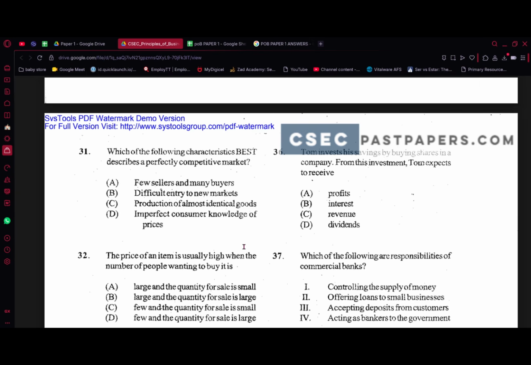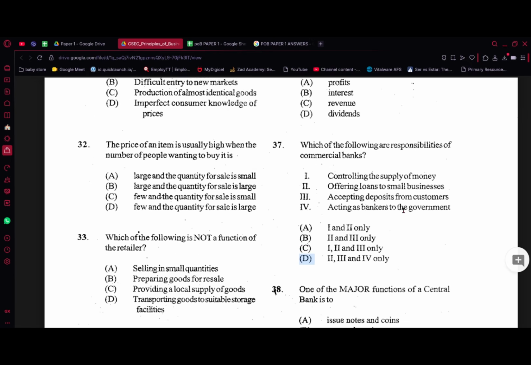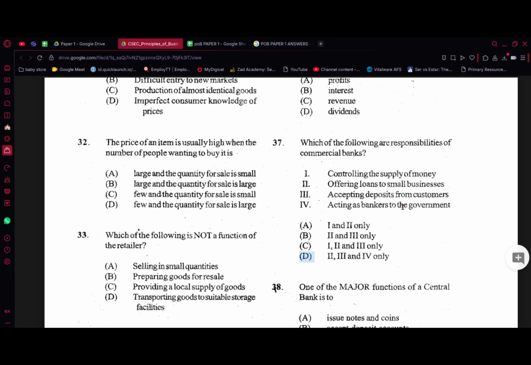36. Tom invests his savings by buying shares in a company. From his investment, Tom expects to receive D. Dividends. 37. Which of the following are responsibilities of commercial banks? C. 1, 2, and 3. So controlling the supply of money, offering loans to small businesses, accepting deposits from customers.